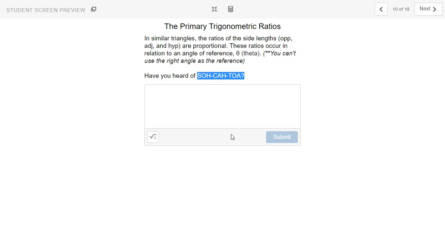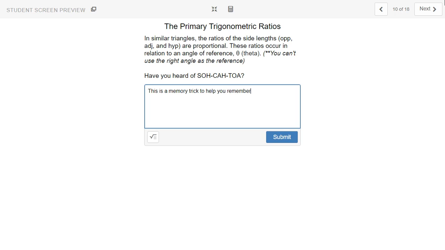You might have heard of SOH CAH TOA before. SOH CAH TOA is a memory trick to help you remember the primary trig ratios. The reason I say it's a memory trick is because the first letter of each of these segments represents sine, cosine, and tan, which are the primary trig ratios. Now, the second and third letter tells you what the ratio is.